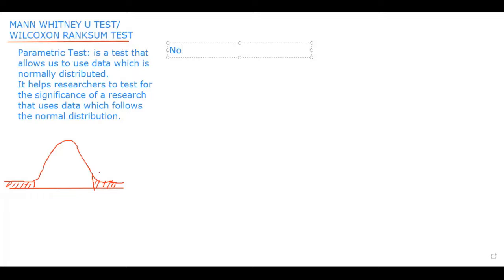Now let me talk about the non-parametric test. You get it? Yes, please, I get it. A non-parametric test is a test that does not use data which is normally distributed. In other words, it does not follow the normal distribution.